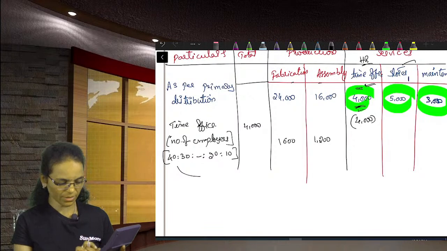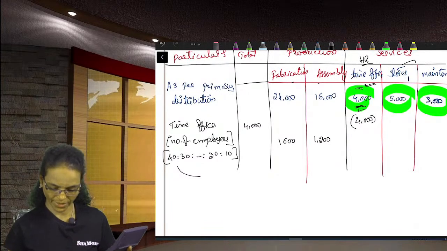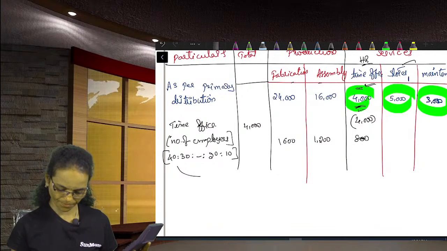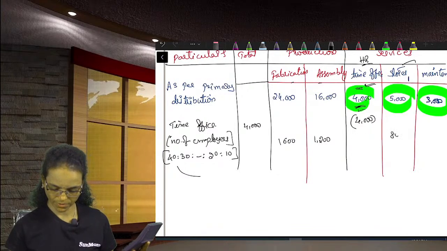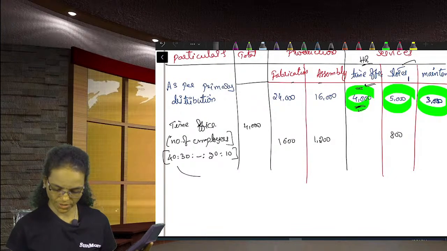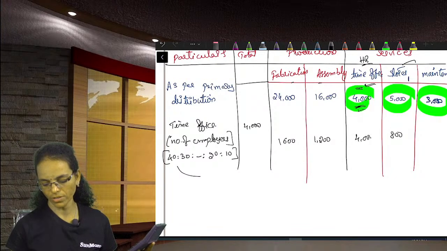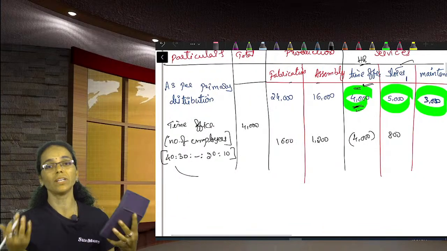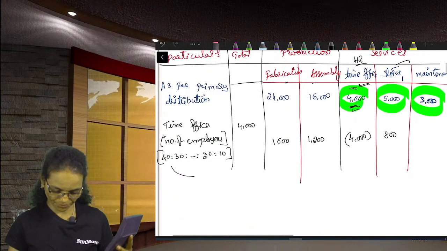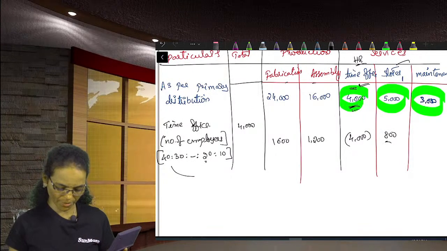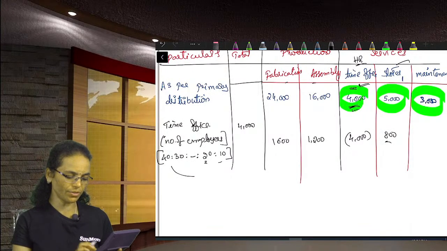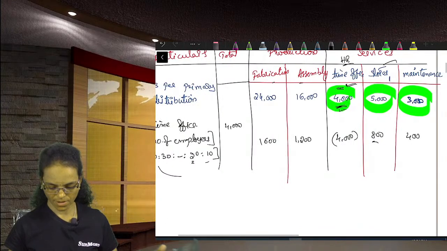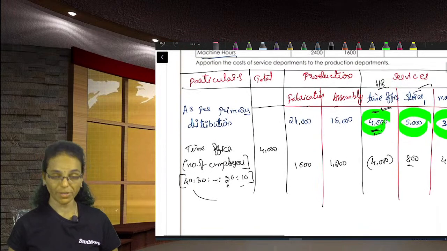1200 divided by 30 into 20 is 800. No, not to this one. To this one. This one anyhow we have reduced here, minus. Its cost or its burden is allocated to other departments, but not to the self department. So 800 divided by 20 into 10 is nothing but 400. Okay, time office expenditure is done.